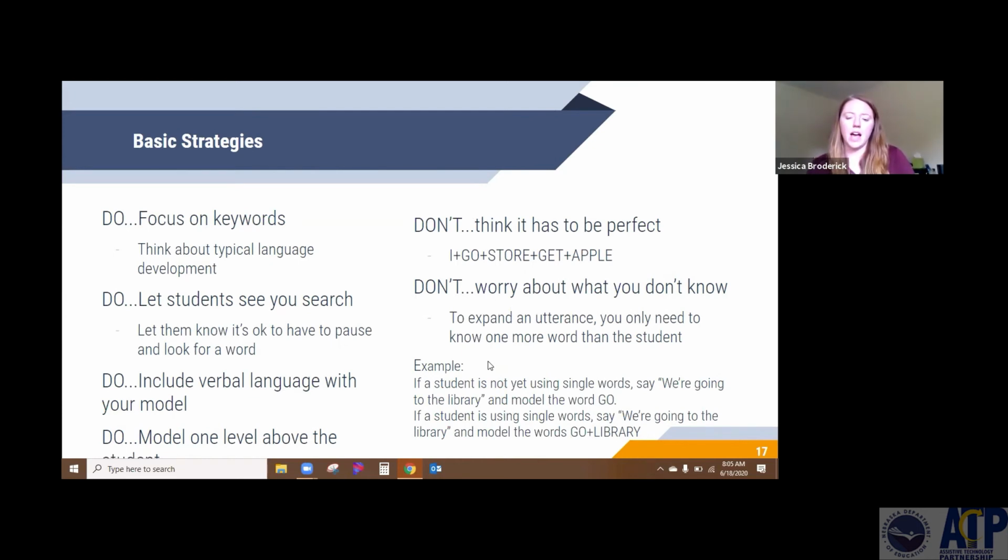Likewise, if that student is using the word go, which is great, still say, we're going to the library, and now you're modeling go library. So you're teaching them that there can be something that comes after go that gets you where you want to be, so that they can start requesting go library, go class, go home, go car, whatever that is.